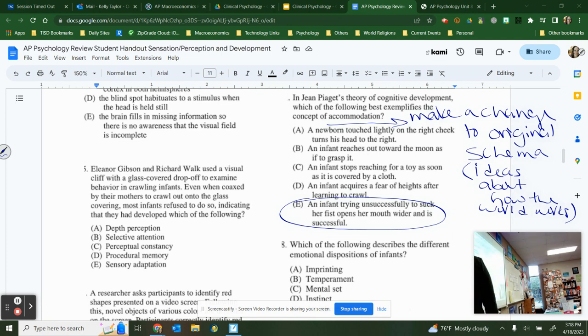Okay. Eleanor Gibson and Richard Walk use a visual cliff, a glass-covered drop-off, to examine behavior in crawling infants. Even when coaxed by their mothers to crawl up to the glass covering, most infants refuse to do so, indicating that they had developed which of the following? Depth perception. Okay, let's look at the other answer choices here. Sensory adaptation. Remember, this is when you stop sensing the pool is cold. You get in the water, and it's unchanging stimuli that you no longer sense.